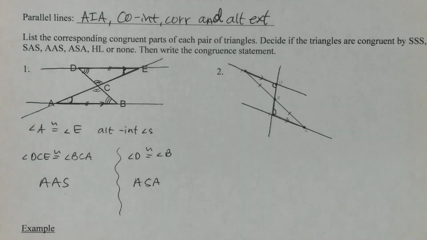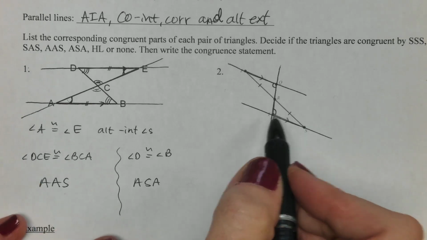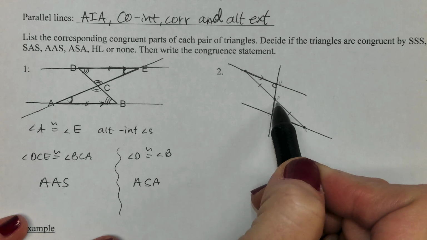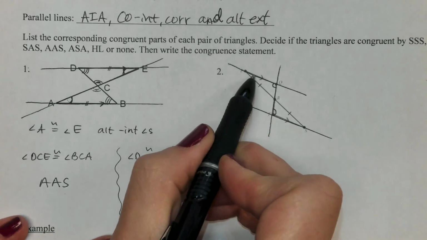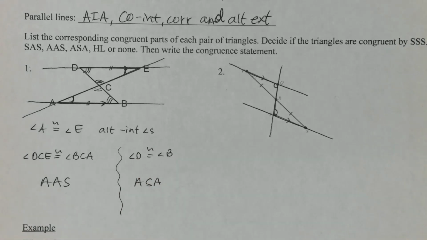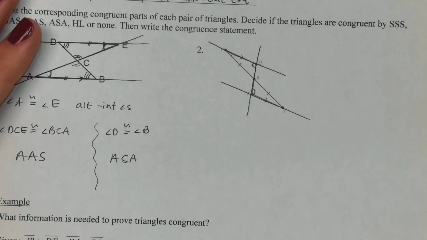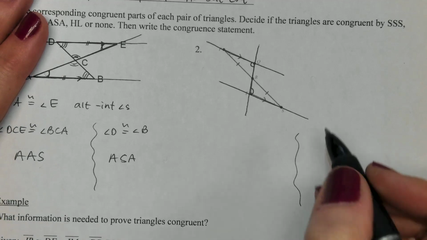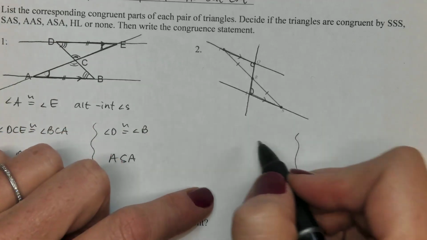That seems to be the one we're using the most today. And then again, in this one, you have 2 options. You can do vertical right here, or you can do the other alternate interior right there. In either case, you're going to end up with angle, side. So I'll still write it 2 different ways for you. So both of them are going to have angle Q and angle T.